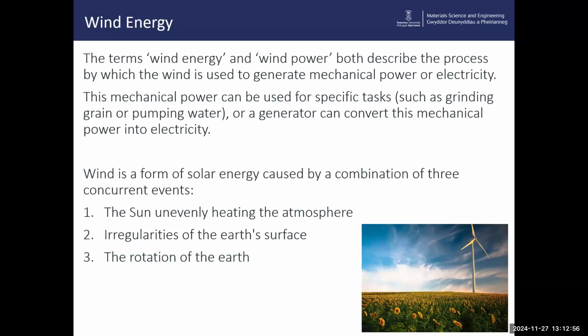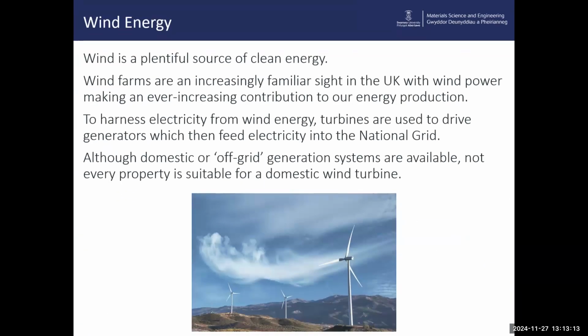Wind is actually a form of solar energy caused by a combination of these three events. So the sun unevenly heating the atmosphere, irregularities of the Earth's surface, and the rotation of the Earth. So we do expect wind to be around for some time as well. Meaning that it's a plentiful source of clean energy.